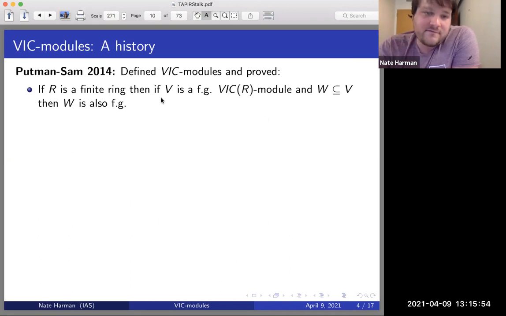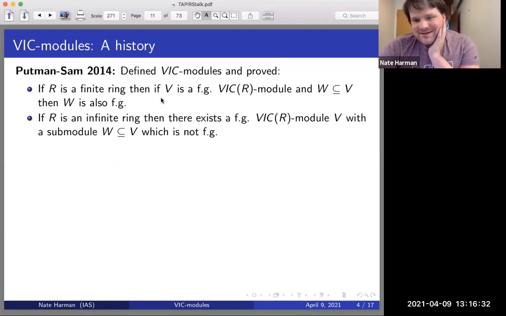But anyway, okay, so we have VIC R modules, and we can argue about who defined them. But okay, so one of the key results early on is that if we have a finite ring, then VIC modules are Noetherian. So again, we have this property that if you have a finitely generated VIC module, and you have a submodule inside of it, then the submodule is also finitely generated. Great, that is a bare minimum thing we need to work with.